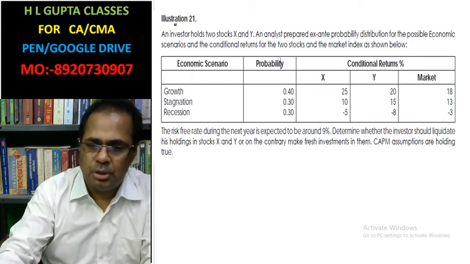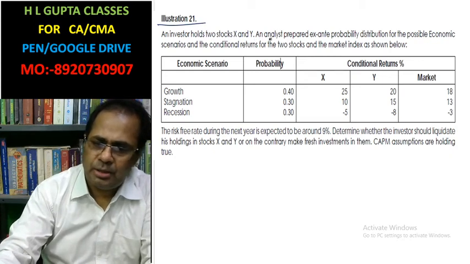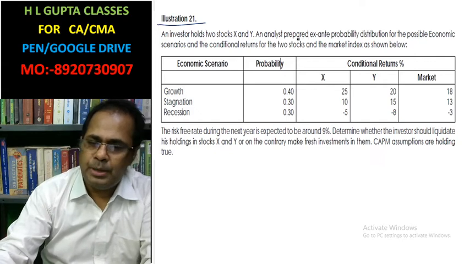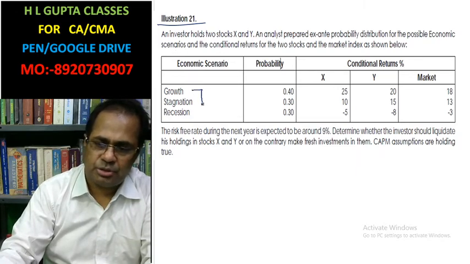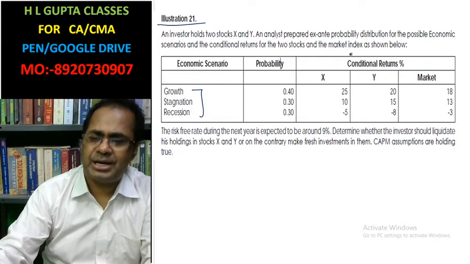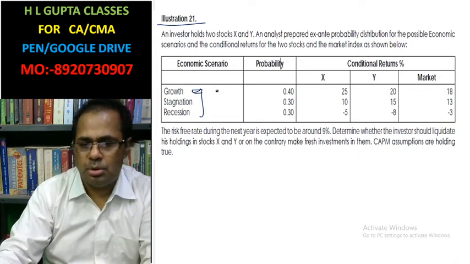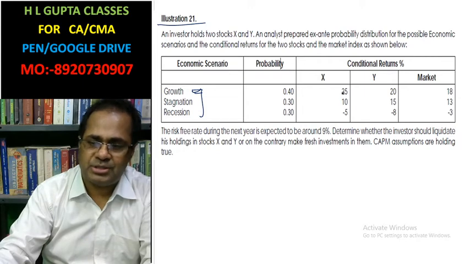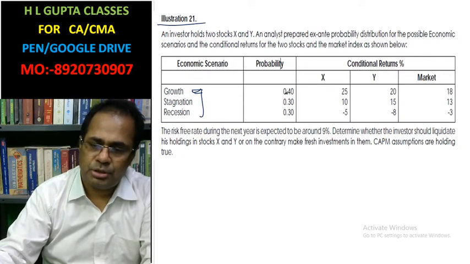Please read this question. This is illustration number 21. An investor holds stocks X and Y. An analyst has prepared a probability distribution for the possible economic scenarios. These are the economic scenarios. Look here, and the conditional returns of the two stocks and the market index are shown below. In the case of growth, stock X has a return of 25%, stock Y has a return of 20% and the market has a return of 18%, and the probability is 40%.